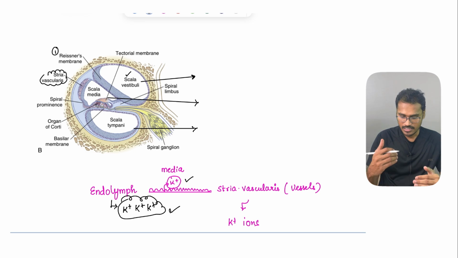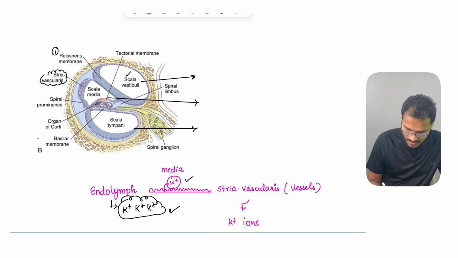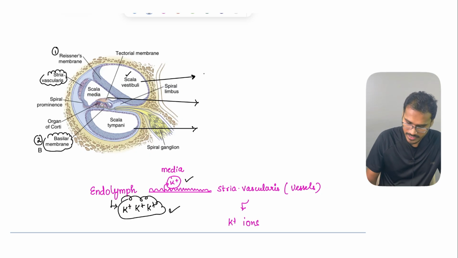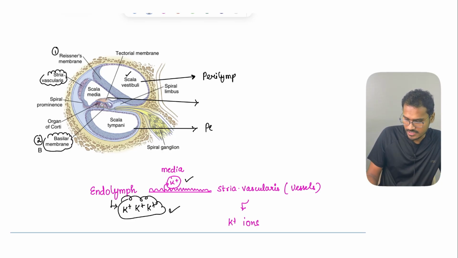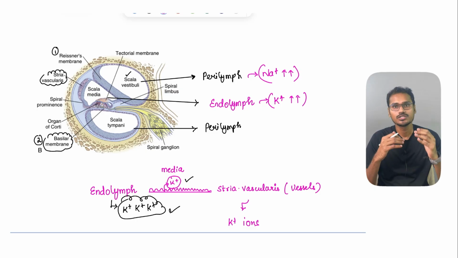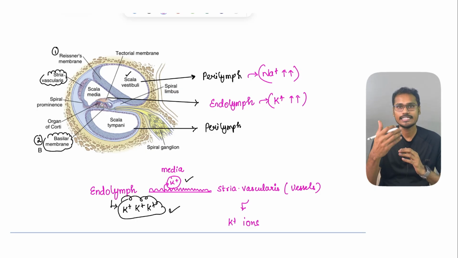Then below the scala media, we have another membrane, membrane number 2, that is called the basilar membrane. And below the basilar membrane, we have the scala tympani. So scala vestibuli, what is the fluid? It is perilymph. Scala tympani, it is perilymph. What is present in the media? It is endolymph. Why do we have separate fluids? In the endolymph, the potassium levels are higher, whereas in the perilymph, the sodium levels are higher. Why this differentiation is there is because I have to generate the potential. So I should have some differentiation in the fluid like an ECF and an ICF.